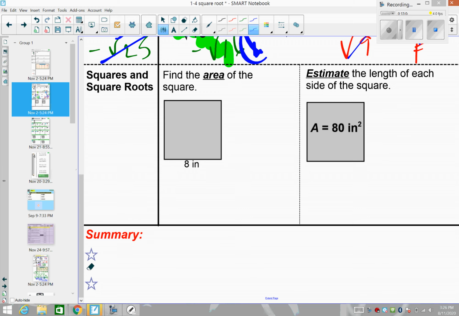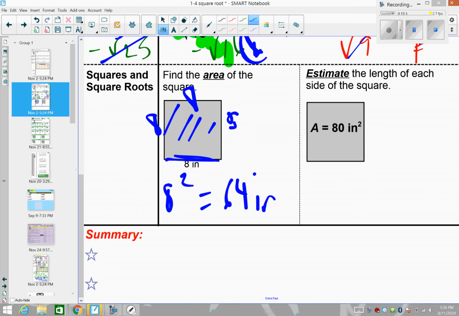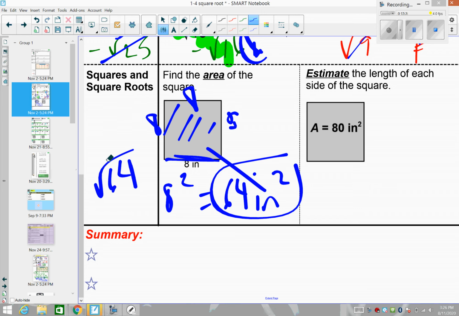So the last part of the day, find the area of this square. Well, they just said it's a square, so that's 8, that's 8, that's 8, that's 8. So the area of that square would be 8 squared, which is 64 inches squared. That's area. We did the opposite of that today, which was, if the area is 64, what's the side length? Which is exactly what we're going to do on the next question.